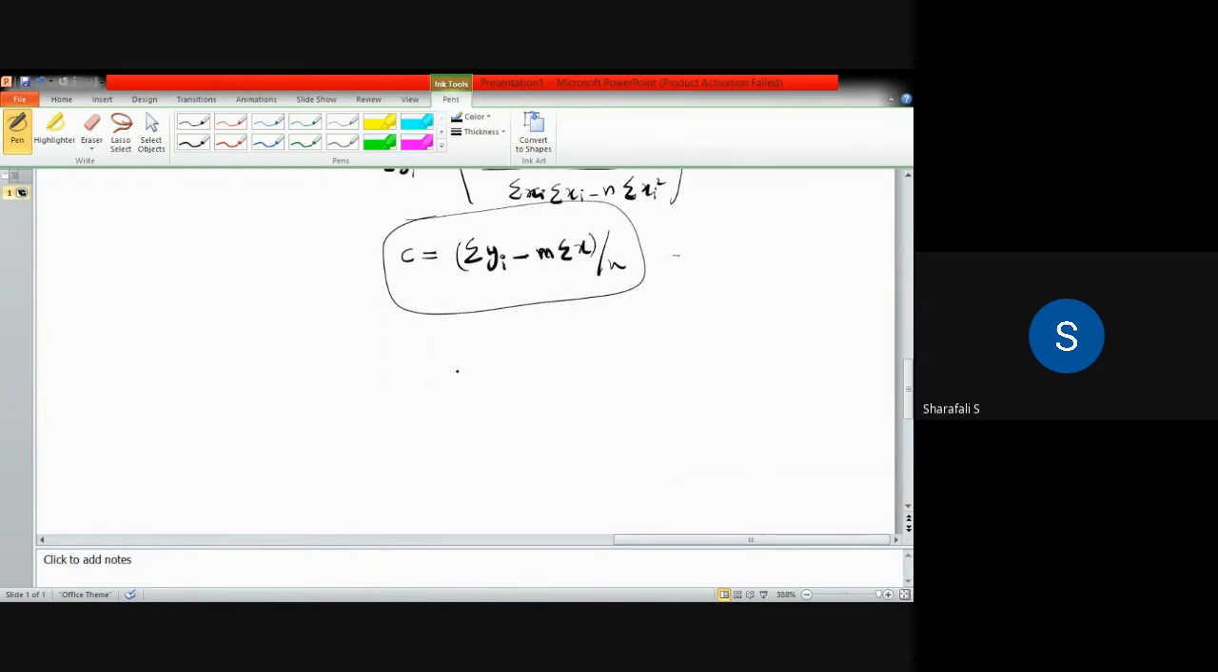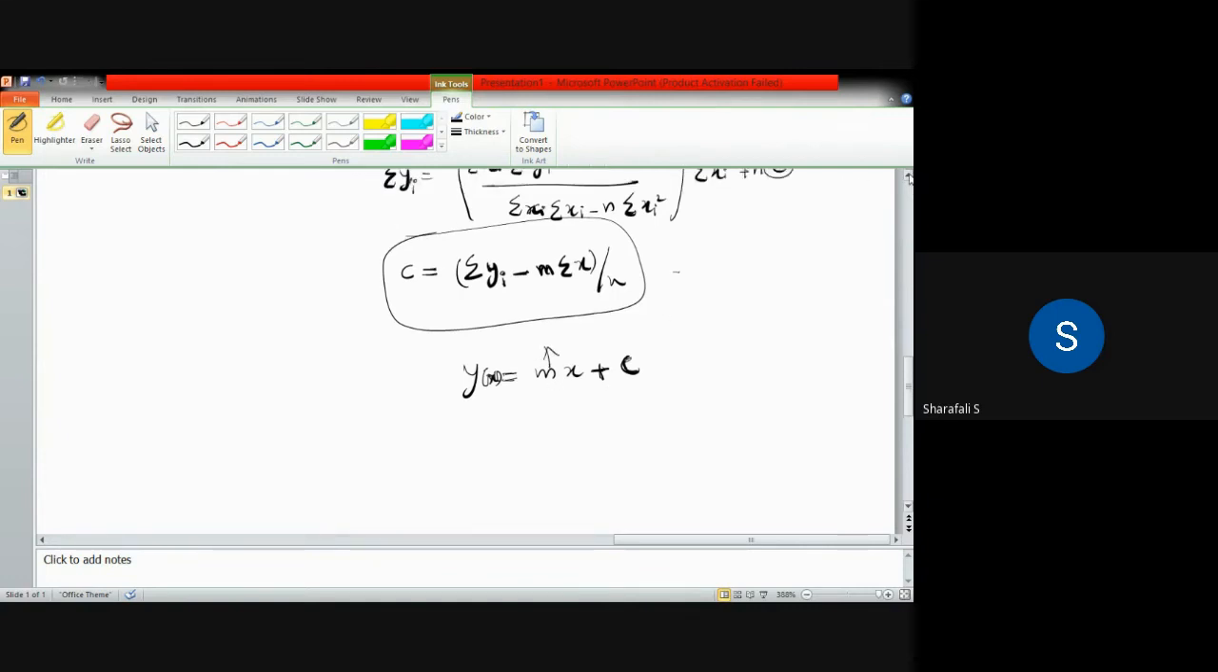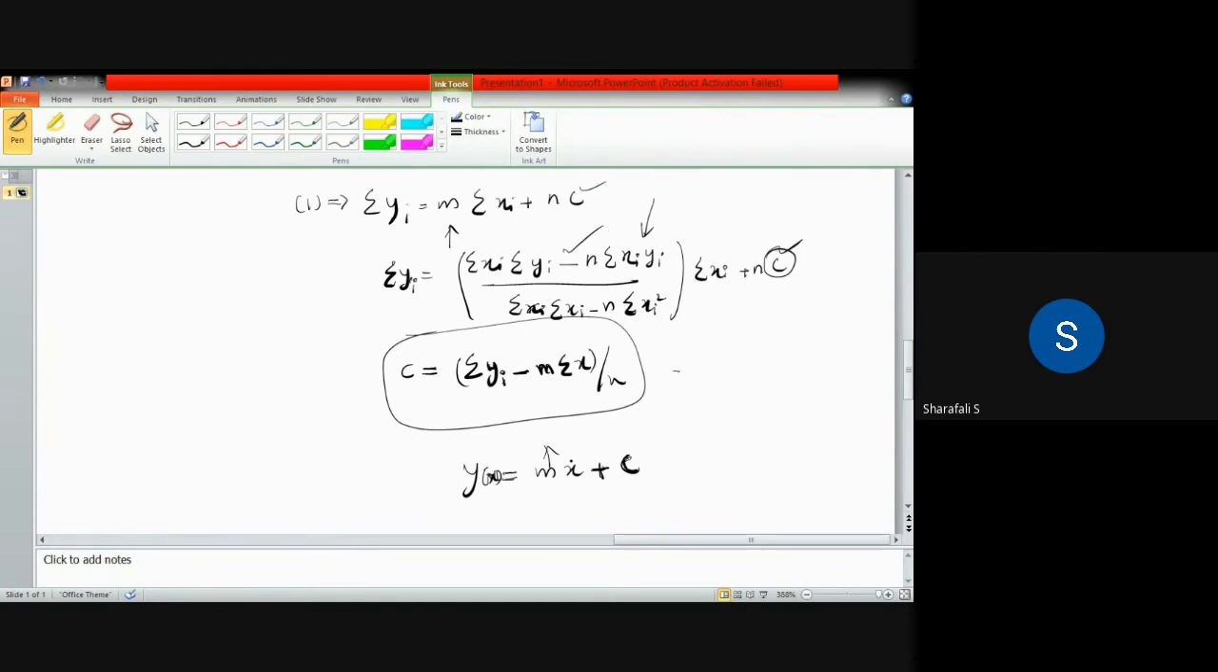Once you have m and c, then you can directly write y equal to, for any x value, y of x, that will be equal to mx plus c. If you are considering your fitting line as straight line, fitting curve as straight line. So this will be mx plus c, and you know what is m from this equation for the given set of data, and you know what is c from this equation, and you can directly find out what is the value of y at a given x for that particular fitting line.